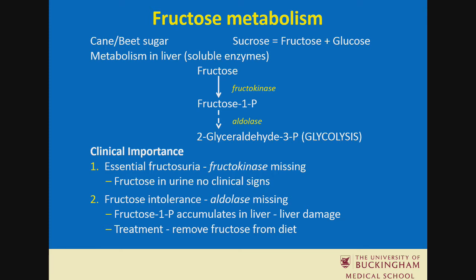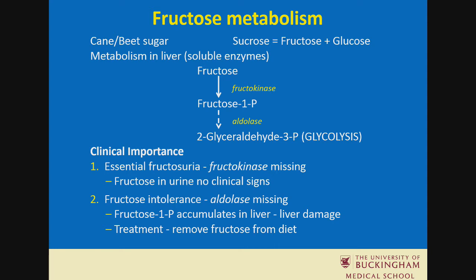So if we're looking for clinical importance in this, there are 2 genetic diseases. So essential fructosuria is when there's missing fructokinase. So if there's a mutation in the fructokinase gene, no fructokinase is present, that means that this first step can't occur, so you don't get any fructose 1-phosphate. The result of that is that fructose ends up in the urine and is excreted. So there's no clinical signs with that in itself. I think I'm right in saying there's no particular danger with that.